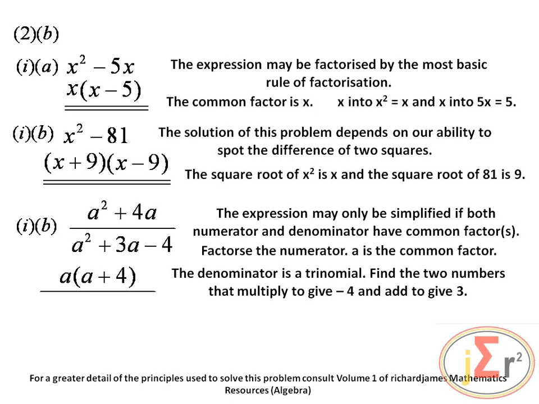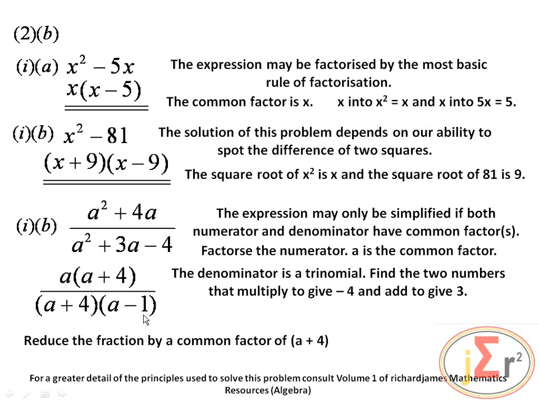The two numbers are negative 1 and positive 4. We are going to have a minus 1 and a plus 4. Of course, if we have them in the reverse order, a plus 4, a minus 1, there's no harm done, because the order in which we multiply two numbers does not affect the product. So we have a plus 4, a minus 1.